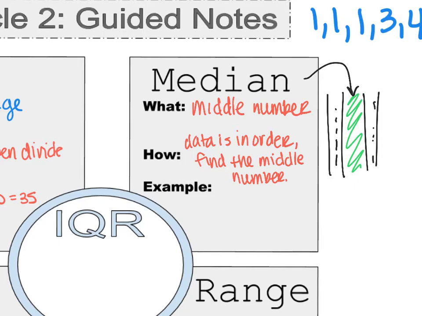So let's do this example again. 1, 1, 1, 3, 4, 5, and 20. I have 7 numbers, so I'm going to cross off 1 on each side, and it leaves me with a perfect number right here in the middle. And so my median, the middle number, is 3.